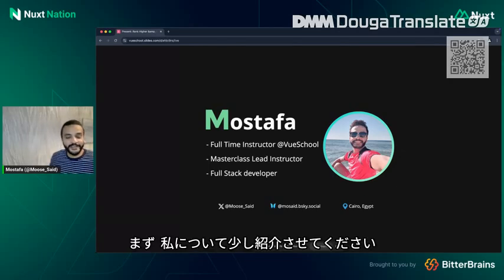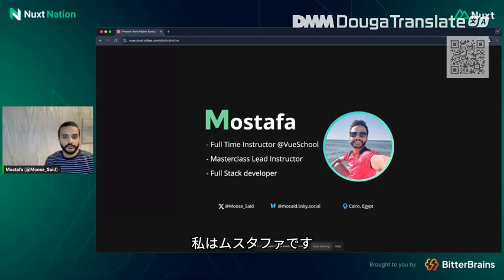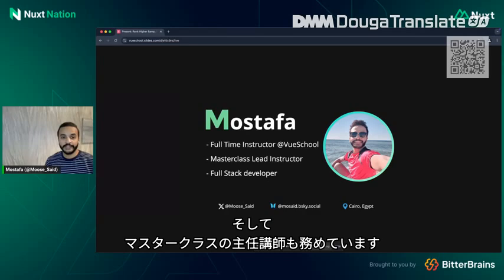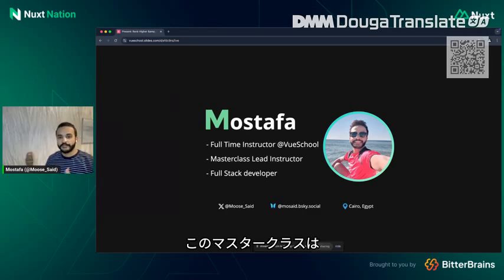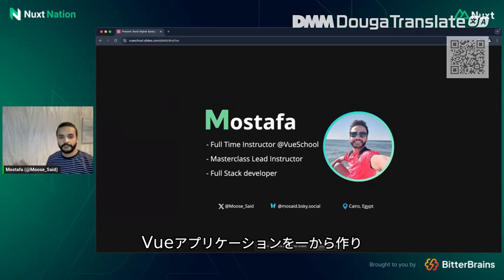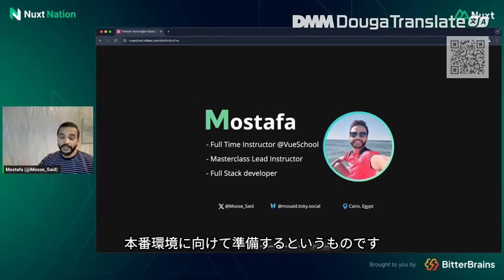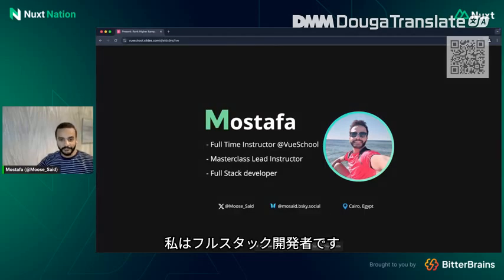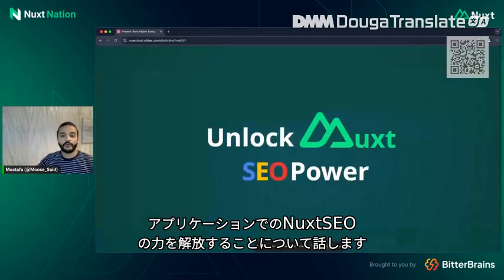And yeah, a little bit about me first. I'm Mustafa. Like Jen said, I'm a full-time instructor at View School, and also I'm the masterclass lead instructor. So the masterclass is build a View application from scratch to be production ready. If you're watching it, say hi in the chat. And I'm also out there in the wild. I'm a full stack developer. And today we're going to talk about unlocking Nuxt SEO power in your applications.